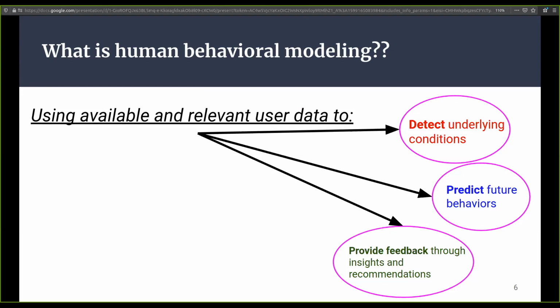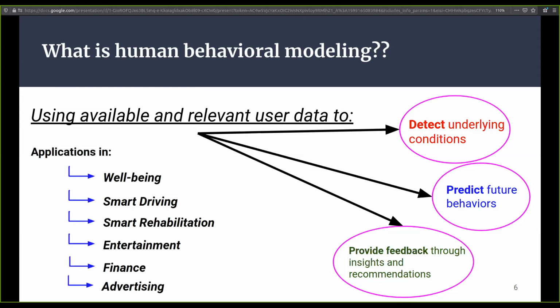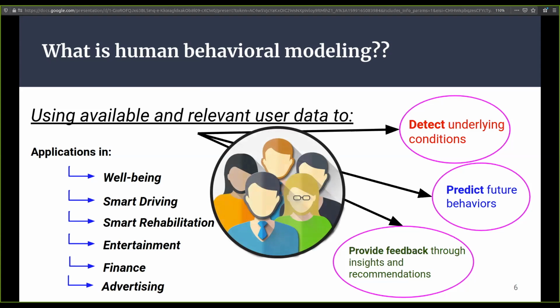So human behavior modeling has been applied in a variety of applications, varying from well-being to finance and advertising. But overall, we can say that whenever there are a human or humans in the loop of some interaction, there is usually a human behavior modeling component that tries to tailor the interaction towards that individual or group of individuals. In this talk, we're going to focus mostly on the first three categories and applications relevant to those, that is well-being, smart driving, and smart rehab.